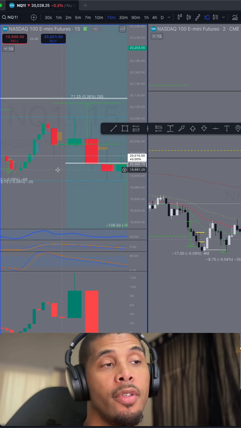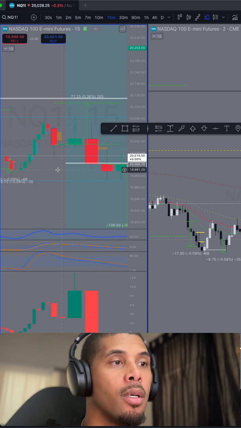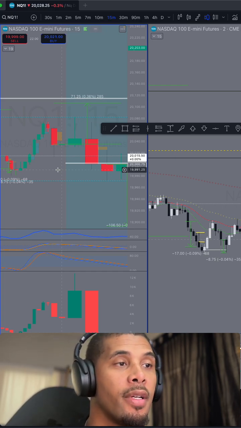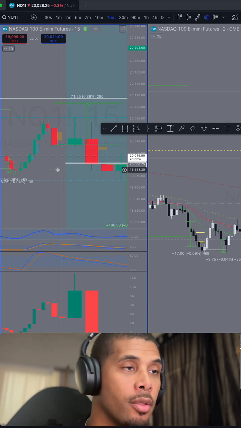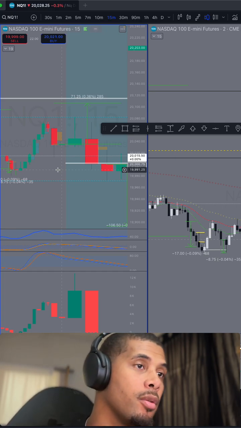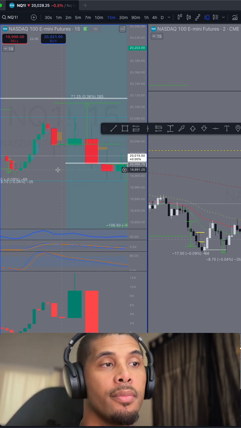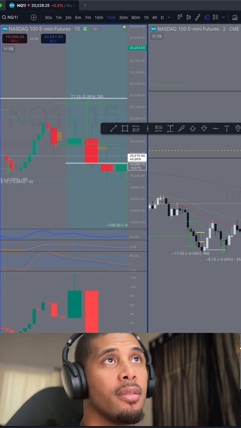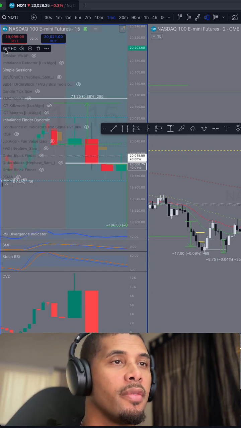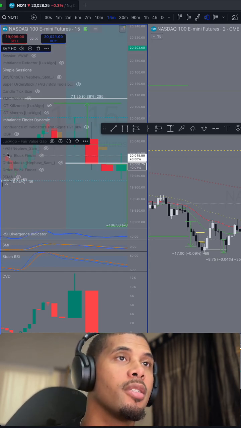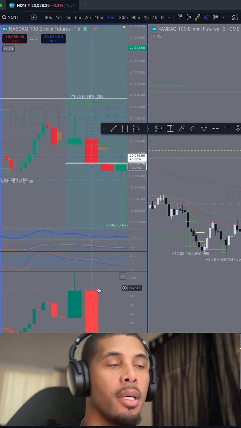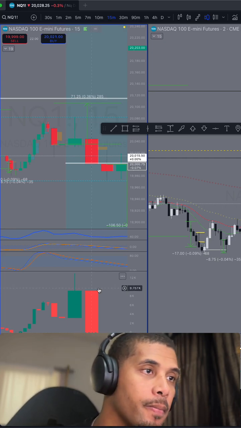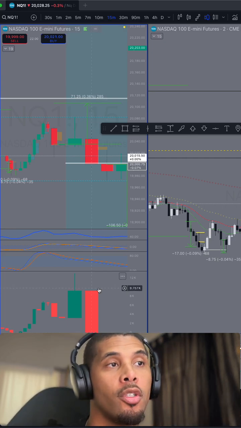I like to use 15-minute fair value gaps and the mitigation of those fair value gaps to decide what price is going to do next. I like to use cumulative delta volume. What is it? Cumulative volume delta, CVD. Right here at the bottom, to also determine my entry points.